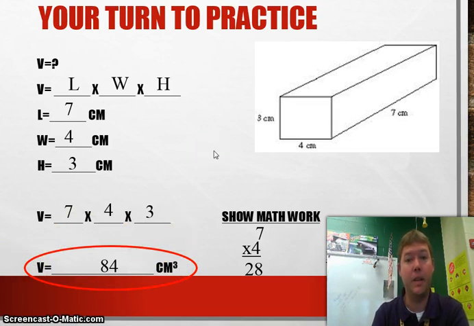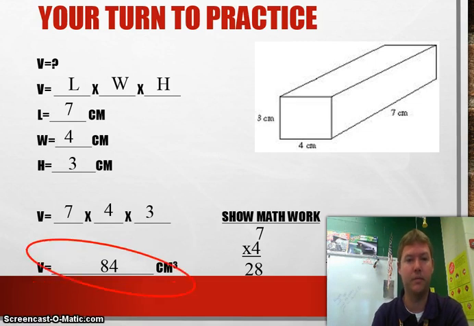All right, pretty simple. That's how you do length times width times height for a regular shaped object.